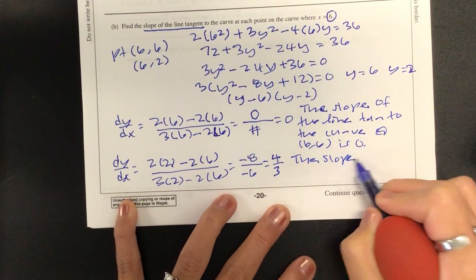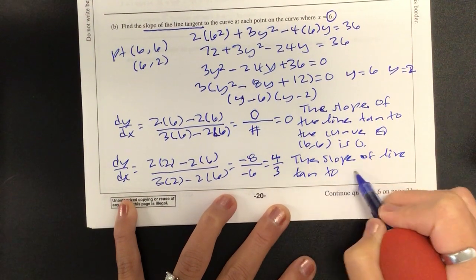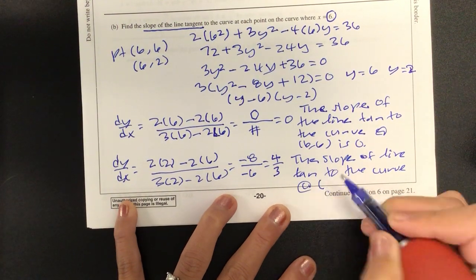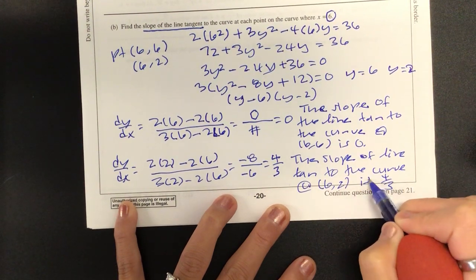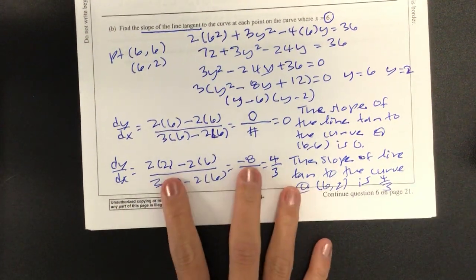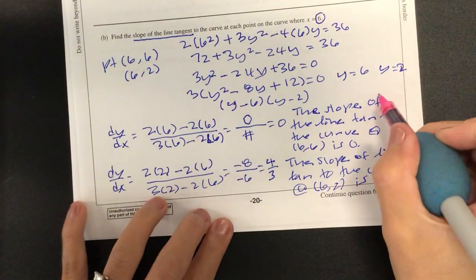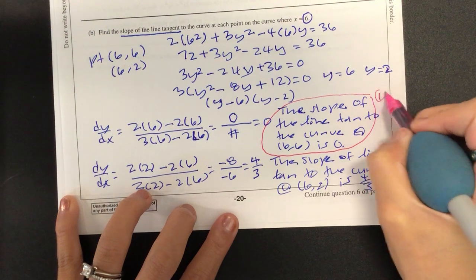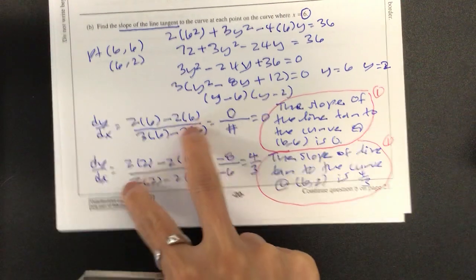So we're going to write the same phrasing. The slope of the line tangent to the curve at, and be specific as to what point you use, (6, 2) is 4/3. So for this one, it's a lot of writing, but it's nice though, because then your AP grader can think, where can I give them credit? Knowing the slope is 0 at that specific point, you'll get 1 point, and my second one is another point. But you won't get there unless you find these two, right?